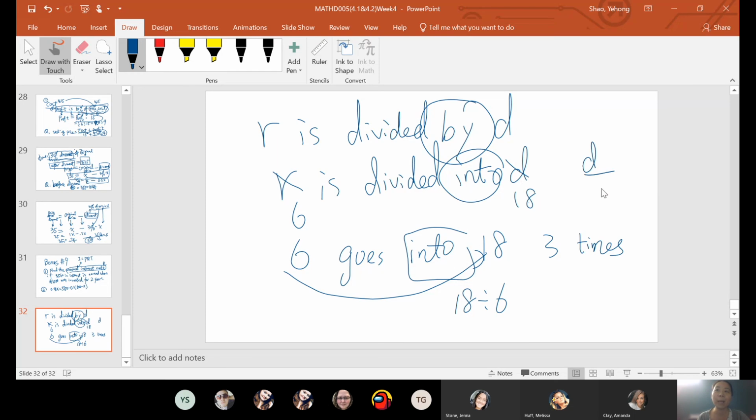So it's kind of like backwards. Okay. But when you say R is divided by 6, if it's "by," it's just following it. So that would be following the order. R is divided by D. But when you say "into," you've got to reverse then. Does it make sense? Yes, yes.